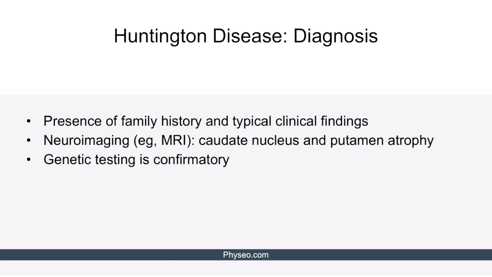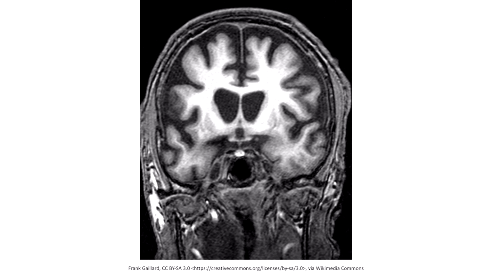The diagnosis of Huntington's disease is based primarily on family history and clinical findings. However, MRI can be performed. It shows atrophy of the caudate nucleus and putamen. Also, to confirm the diagnosis, genetic testing can be considered. Let's see this MRI of a patient with Huntington's disease. It clearly shows the atrophy of the caudate nucleus.